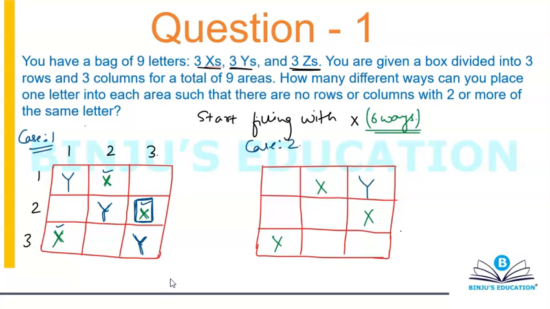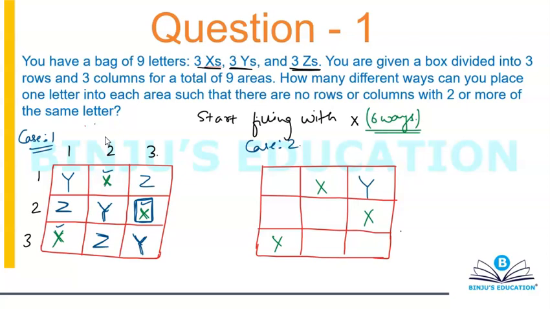We cannot place y anywhere else. This is the only setup that we can have as far as case 1 is concerned, which leaves us only one position for z also. So there is only one case. That means there are only 6 possibilities as far as case 1 is concerned, and those 6 possibilities are because of the placements of x's.